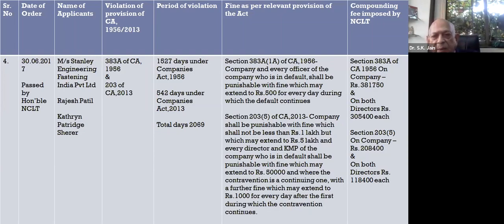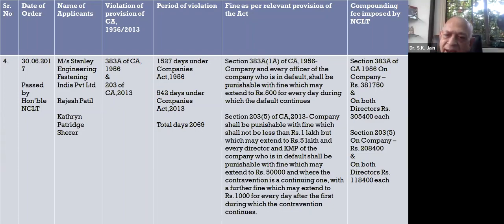So far as the 1956 Act was concerned, 1527 days into 500 was the maximum fine. So far as the Companies Act 2013 is concerned, the relevant section is 203 subsection 5. This will be KMP. Now companies shall be punishable with fine which shall not be less than ₹1 lakh. Earlier it was 500 rupees every day. Now it has been replaced by not less than 1 lakh, but which may extend to 5 lakh.